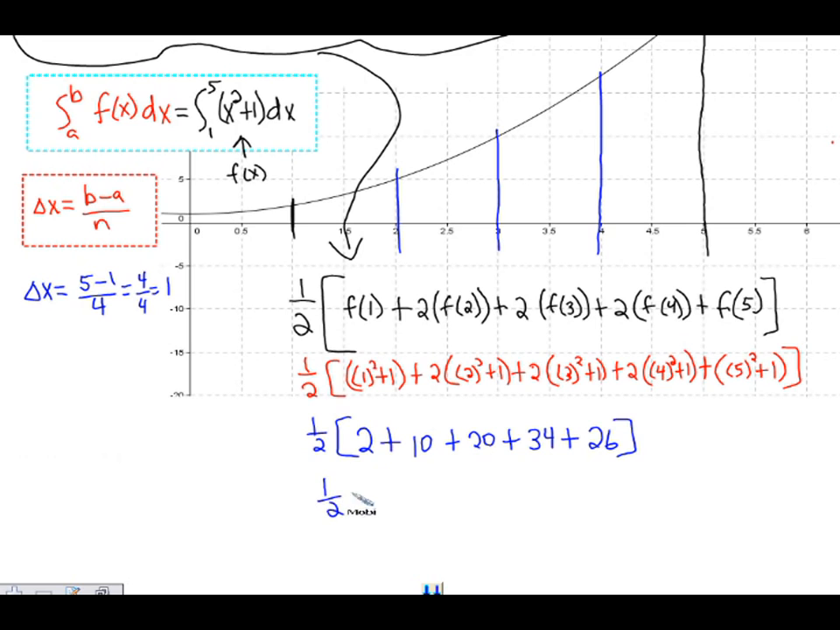We add these, and we find out that 26 plus 34 is 60. 60 plus 20 is 80. 80 plus 10 plus 2 is 92. Okay? And then 92 times 1/2 is the same thing as dividing 92 by 2, which is 46. And we're trying to find the area under the curve, so that's square units. So our answer is 46 square units. And that's how you use the trapezoidal rule.